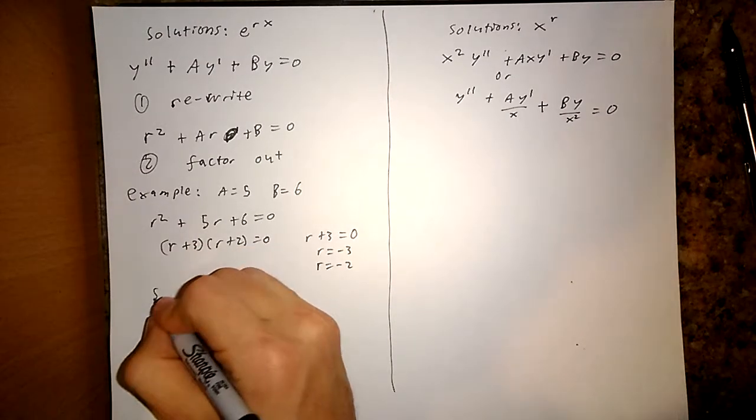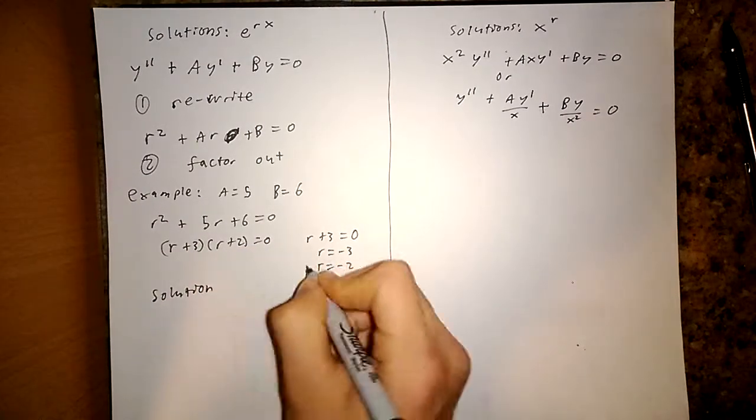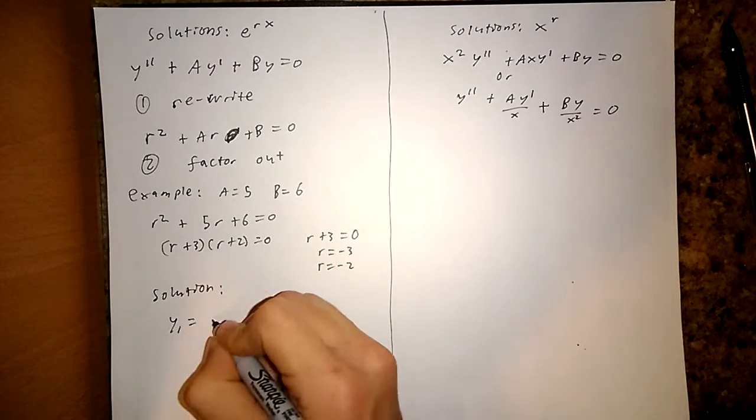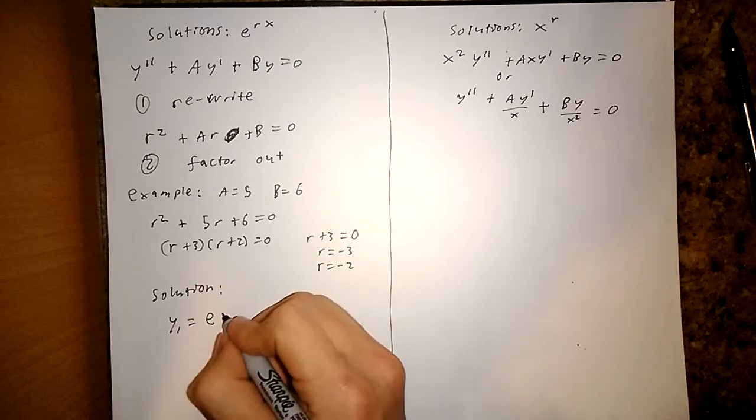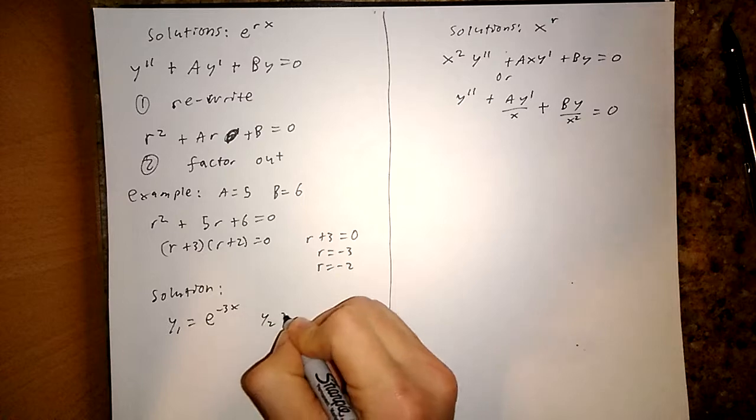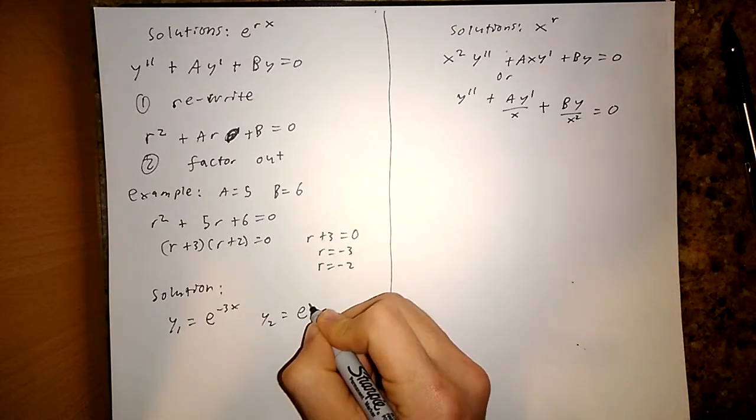And normally we do this in our head. I'm just showing the math. So then our solution, given our r's, is going to be y1 equals e to the -3x. y2 is going to look like e to the -2x.